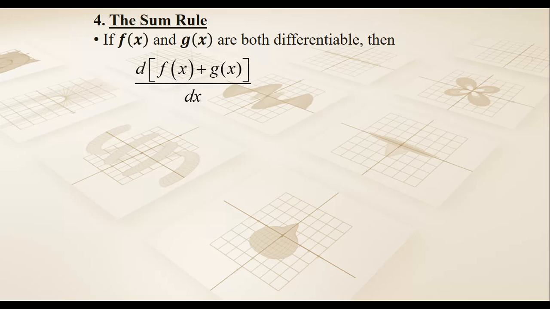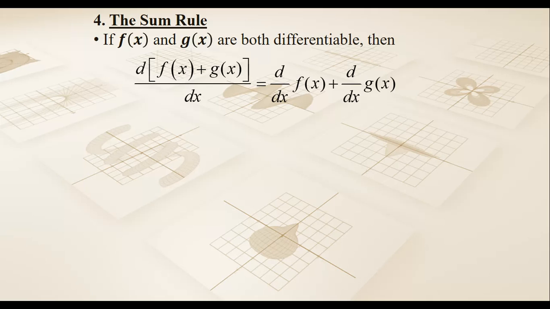Now, let's say we want to figure out the derivative of some functions that are being added together. So you have the derivative of f of x plus g of x with respect to the variable x. It turns out you can just figure out the derivative of each function separately. So you figure out the derivative of f of x with respect to x, plus the derivative of g of x with respect to x. Find those two derivatives separately, and then just add them together.